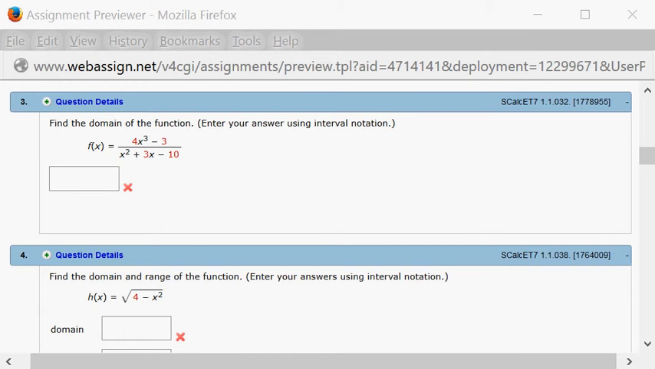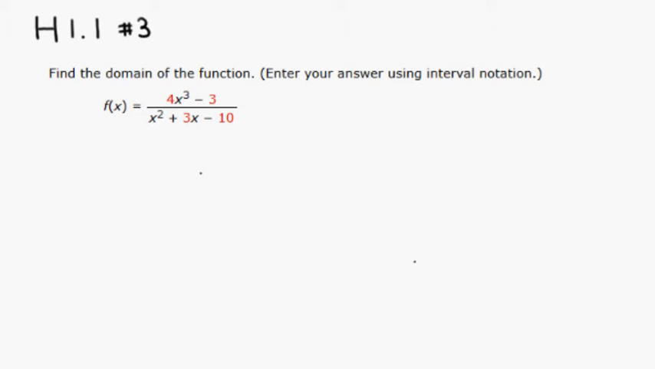All right, let's look at homework 1.1, problem number 3. We want to find the domain of this given function. So let's do that. Since this is a fraction form, we look at the denominator, and we have to make sure that the denominator is non-zero.